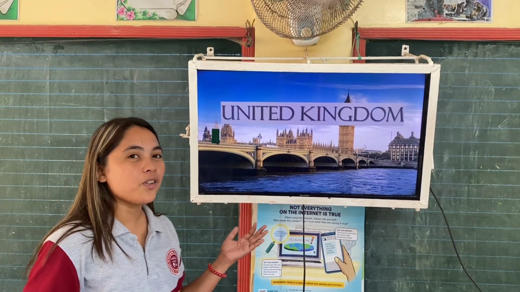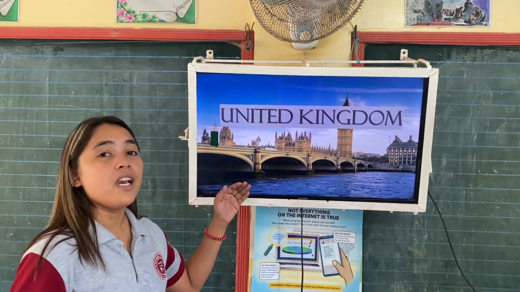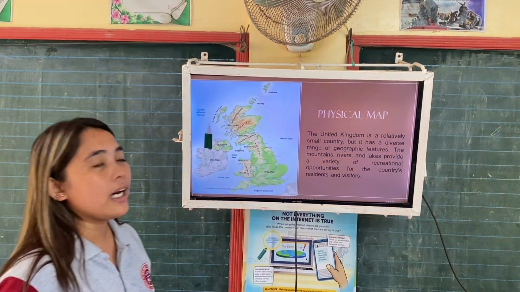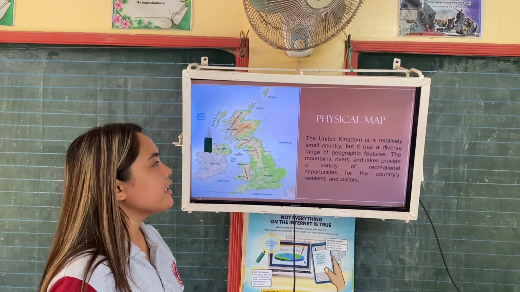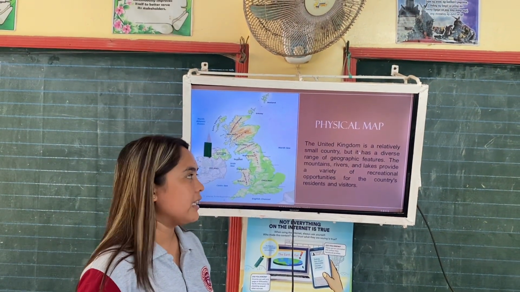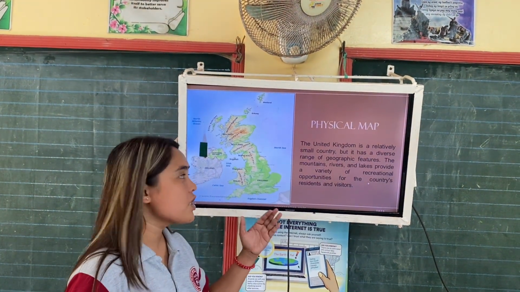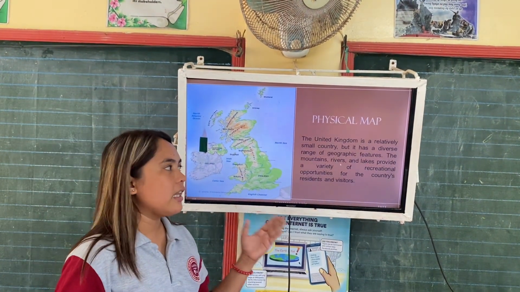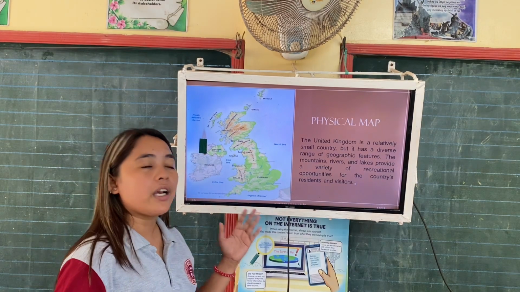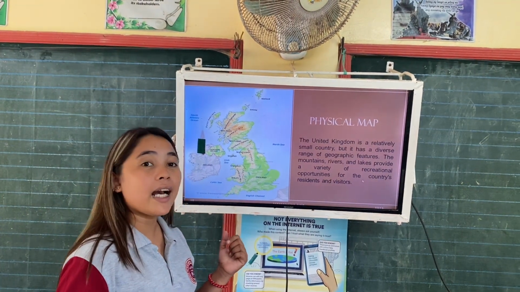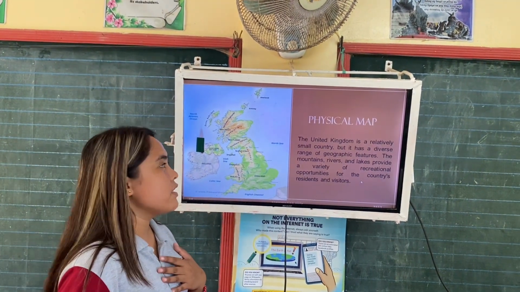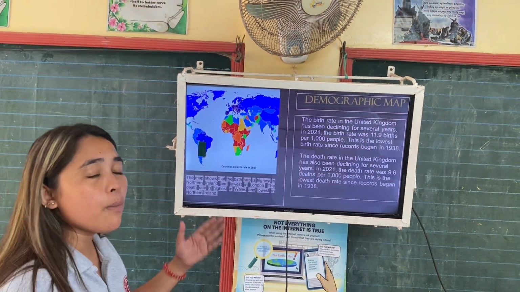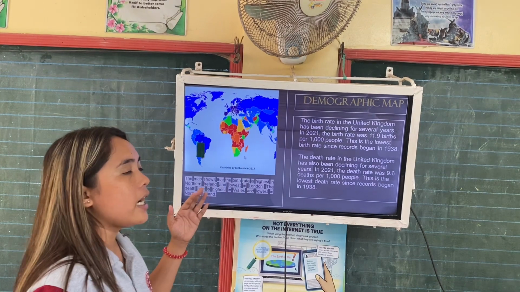And now let's move on to the second country, which is the United Kingdom. So as you can see, this is the physical map of the United Kingdom. So the United Kingdom is a relatively small country, but it has a diverse range of geographic features. The mountains, the rivers, and lakes provide a variety of recreational opportunities for the country's residents and visitors. So this is the demographic map of the United Kingdom.